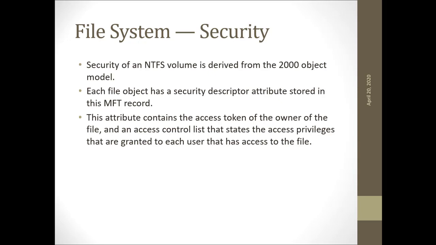Now the security under the file system. Each file object has a security descriptor attribute stored in the master file table record. The attribute contains the access token of the owner of the file and an access control list that states the access privileges that are granted to each user that has access to the file.